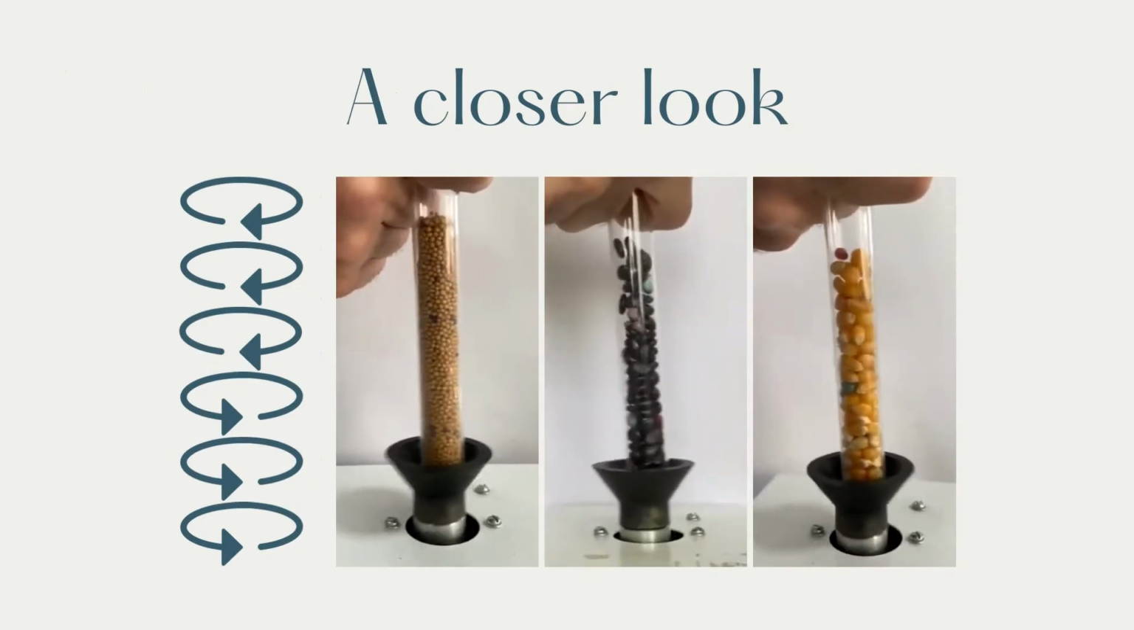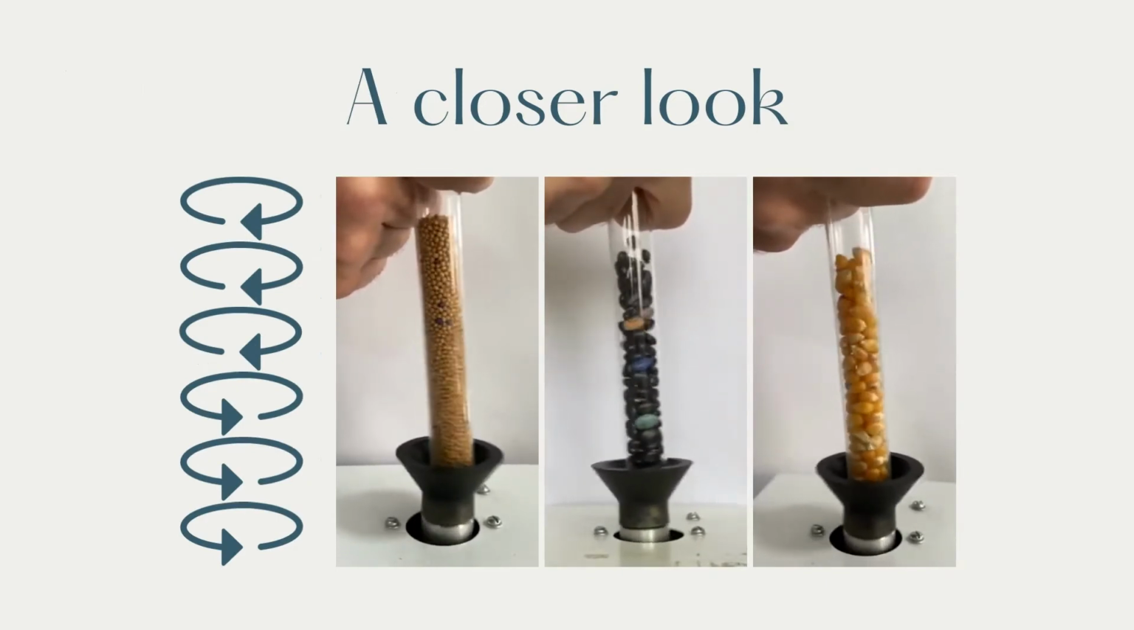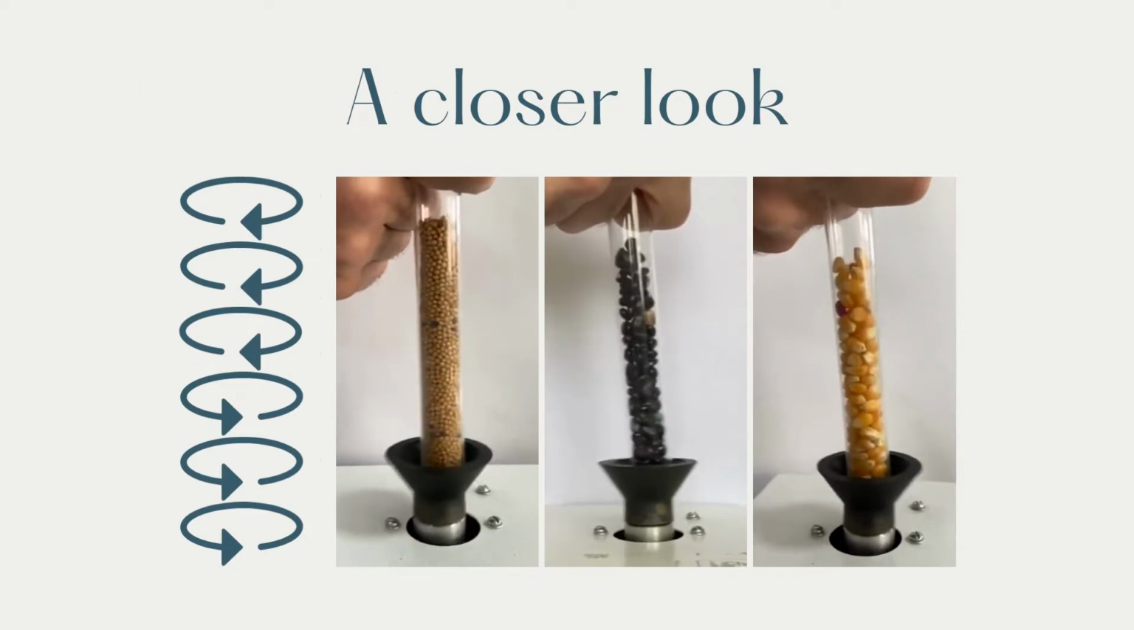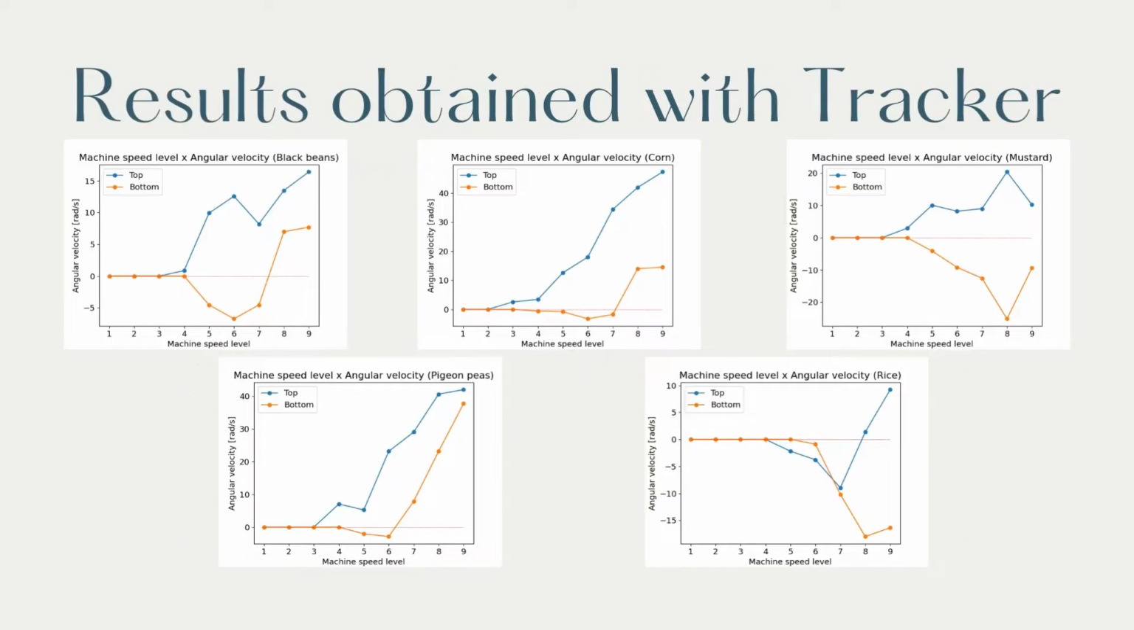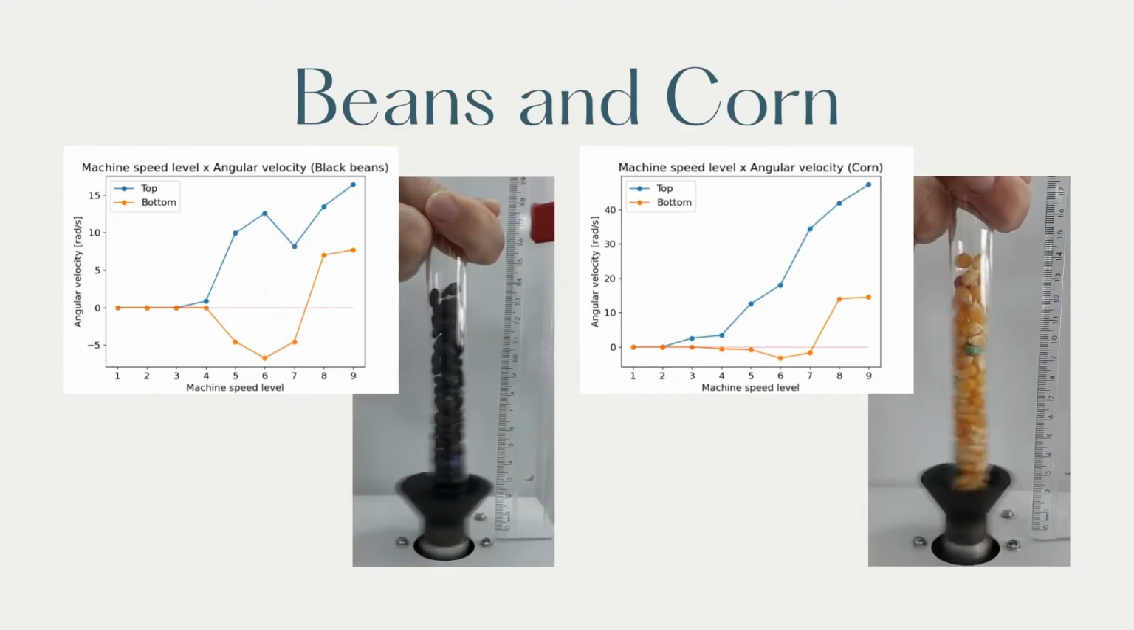With these slow motion videos, the effect is more obvious. Notice how the grains move counterclockwise at the bottom and clockwise at the top. These graphs represent a visual correlation between angular velocity and frequency levels from 1 to 9. The blue lines represent the angular velocity at the top, while the orange lines represent angular velocity at the bottom. Positive results indicate clockwise motion and negative results indicate counterclockwise motion.